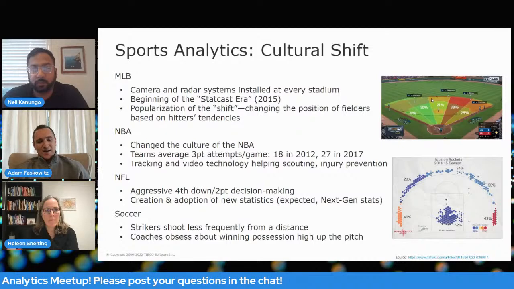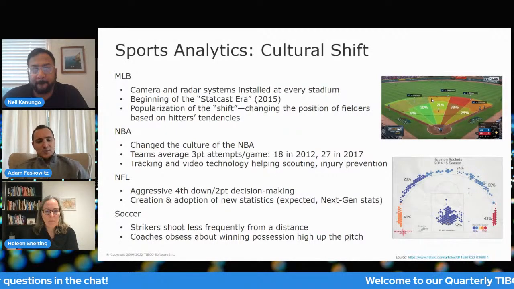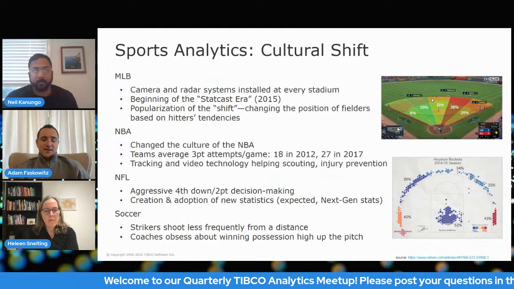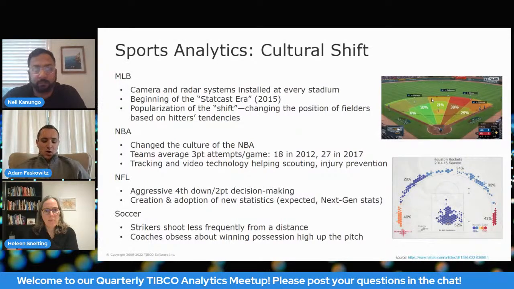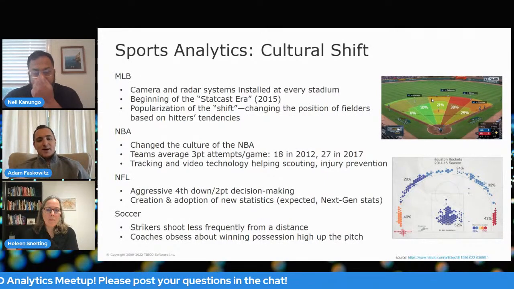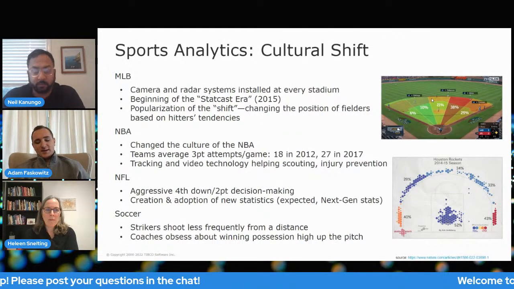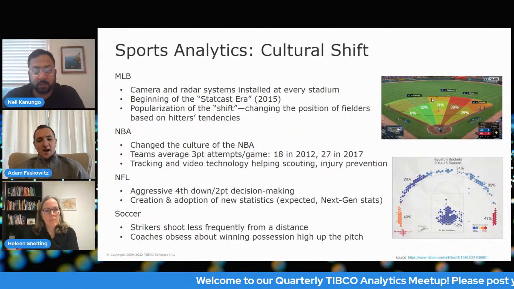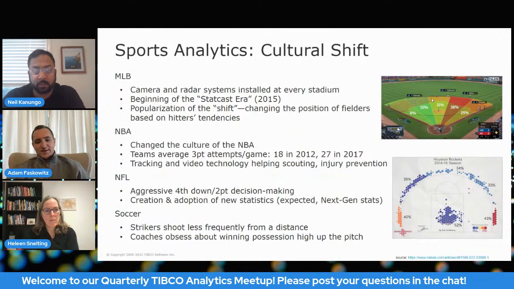And then in the NFL, a lot of key decision making has been made with analytics. So whether the team goes for it on 4th down, for example, there are now probabilities of, if I make that decision, what's my probability to win the game. So a lot of analytically minded coaches will defer to the analytics in this sense. And then in soccer, we have points like strikers shooting less frequently from a distance. It's changing the way that the game is going in certain senses.